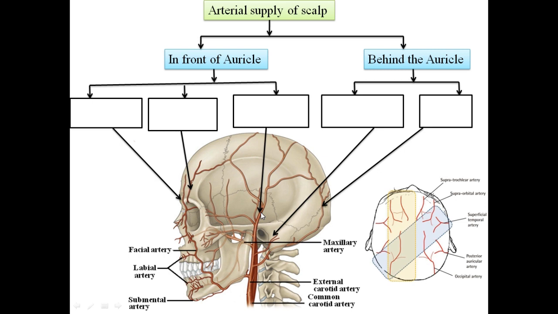Then the terminal part of the superficial temporal artery divides into 2 divisions: the frontal part and the parietal part of the superficial temporal artery. So, the supratrochlear artery, supraorbital artery, superficial temporal artery, then occipital artery and posterior auricular artery.